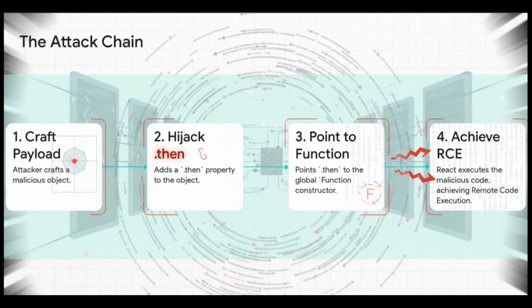Second, they stick a fake .then property onto it. Third, instead of that property being normal, they point it to JavaScript's global function constructor. And finally, when React gets this object, it thinks, oh, a promise, I need to execute the .then part, and boom, it does just that, running the attacker's code directly on the server. Game over. That's remote code execution.